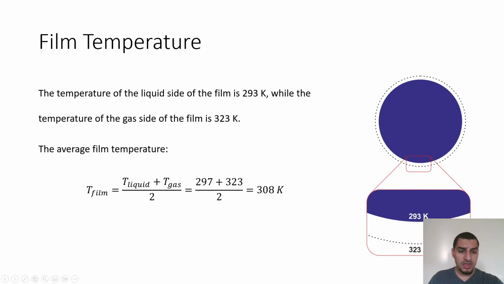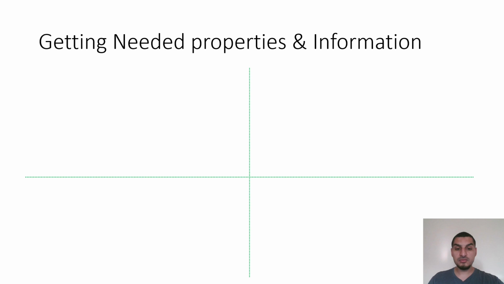So the film temperature is going to be the average between the liquid temperature and the gas temperature, which is 308 Kelvin, and all the physical properties that we are going to get in order to calculate the mass transfer coefficient are the properties of the gas phase, not the liquid phase. We will need the water just to get the density of water for the amount evaporated.